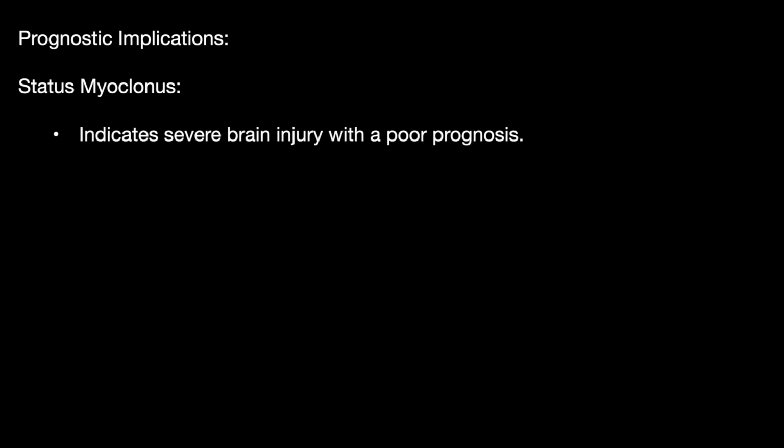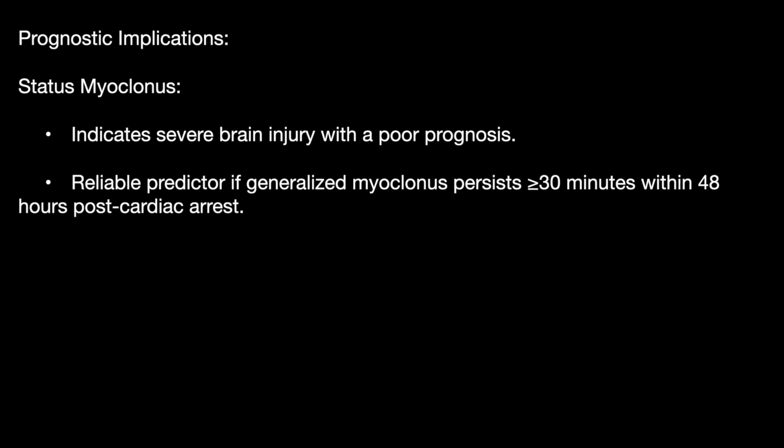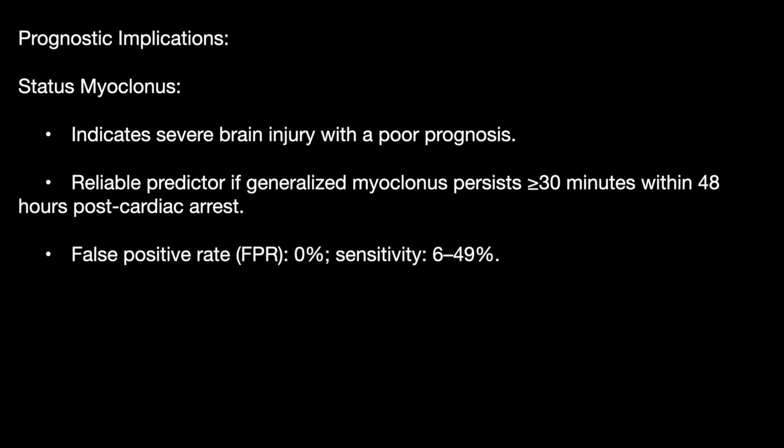Prognostic implications regarding the status myoclonus: it indicates severe brain injury with poor prognosis, a reliable predictor if it is generalized for more than 30 minutes and within 48 hours. False positivity rate is 0. So if you find this, there is a very high chance that it is severe brain damage, and sensitivity is around 50%.